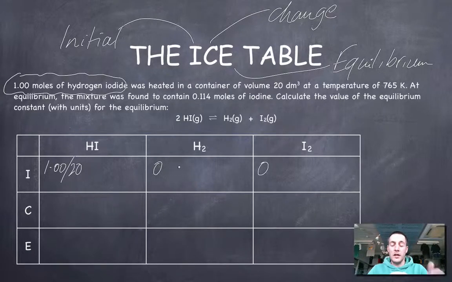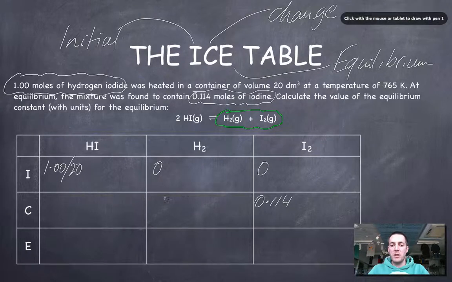What happened to the amounts of H2 and I2? Well, they must have increased because the HI would produce them. How much did they increase by? Well, we're only told directly about the number of moles of iodine. So we know that the change in the number of moles of iodine was 0.114 moles. We can see in this balanced equation here that the number of moles of hydrogen is the same as the number of moles of iodine, and so the number of moles of hydrogen must have changed by the same amount. So it changed by 0.114 moles.